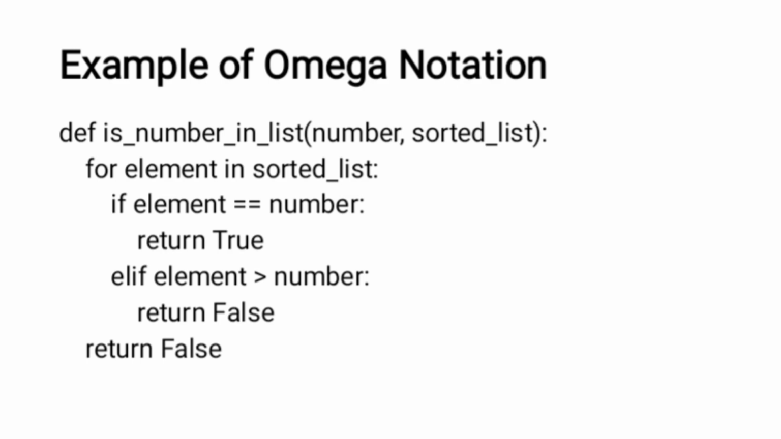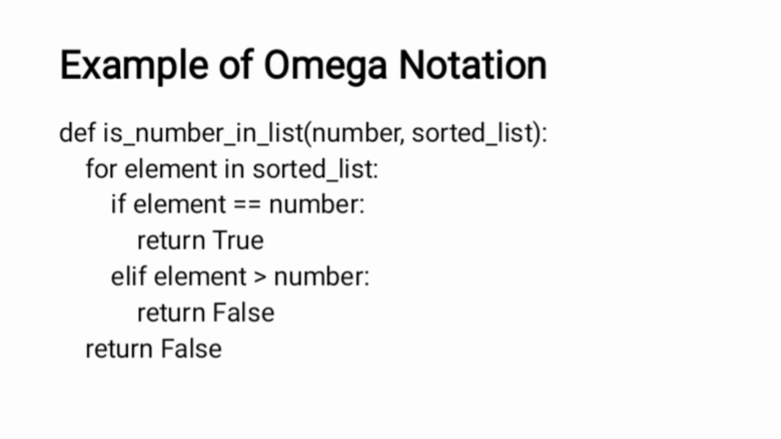For each element in the sorted list, the function checks if it is equal to the number that we are searching for. If the element is equal to number, the function immediately returns true, indicating that the number is found in the sorted list. If the element is greater than number, the function immediately returns false, indicating that the number is not present in the sorted list. Since it is a sorted list and if element is greater than the number, the number won't be found later in the list. Then default return.